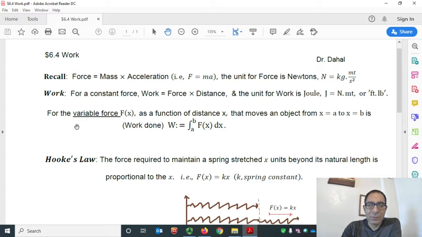For a variable force F(x), as a function of distance x, that moves an object from x equals a to x equals b, the work is denoted by W and is defined by the definite integral. So W equals the definite integral of the force from a to b. Great.